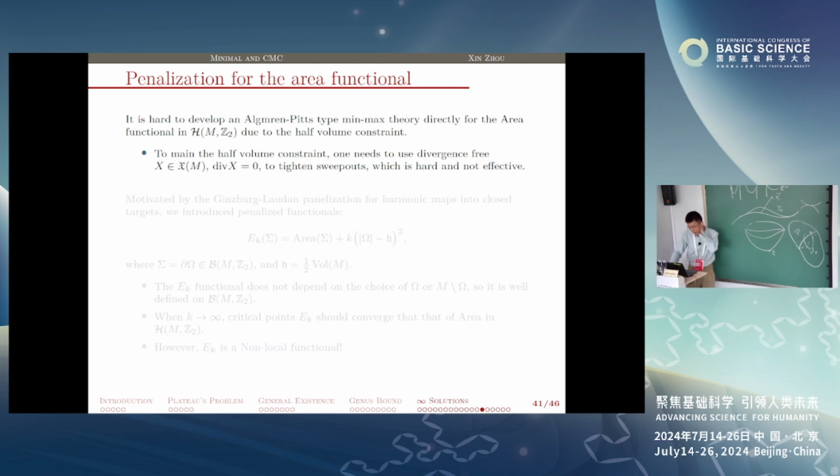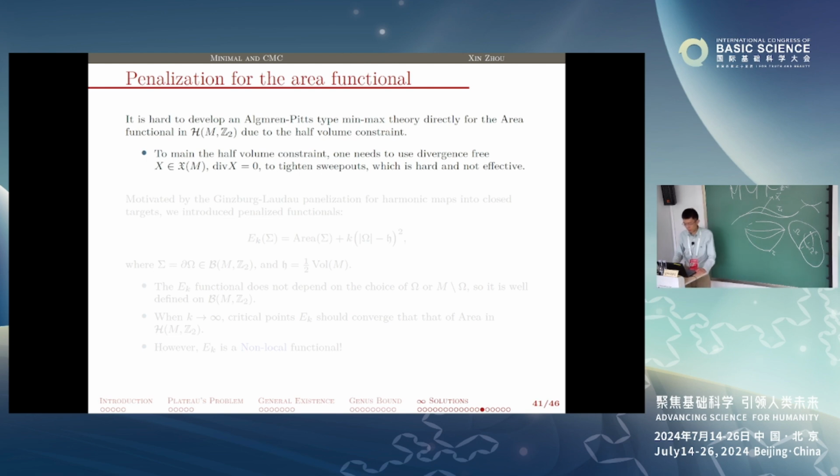There are some interesting ideas behind. In particular, now we have a hyperplane, we have a subset of the Caccioppoli sets. We want to develop a variational theory there, but we found that we cannot directly use the idea of Almgren-Pitts. The major challenge was that to preserve this half volume condition, you tend to use vector fields which are divergence free to deform them. But the divergence-free vector fields, even though they are linear, are not easy to manipulate.